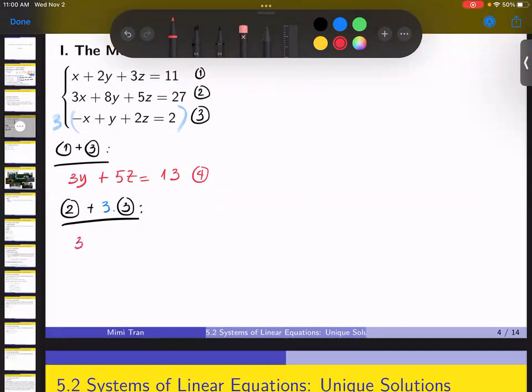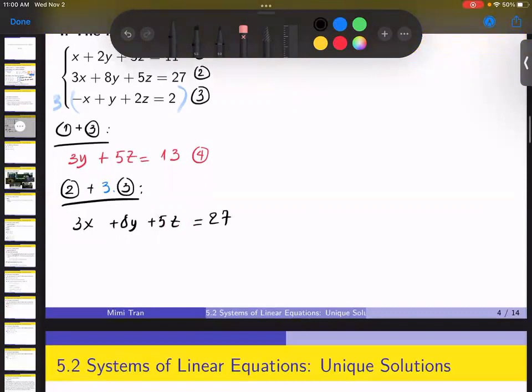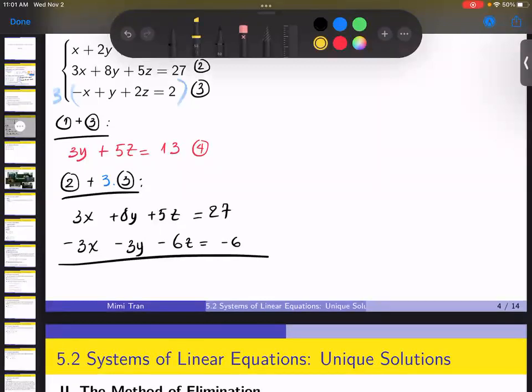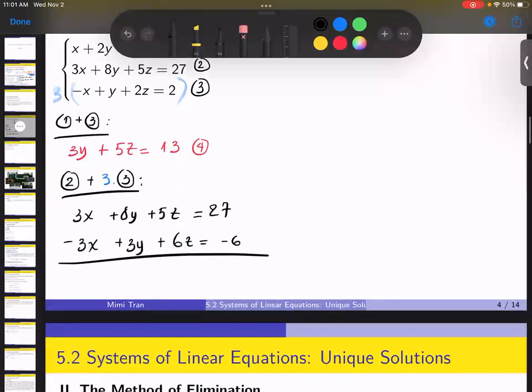I'm going to rewrite equation 2: 3x plus 8y plus 5z. You can do it in your head, but that's easy to make a mistake. Negative 3x minus 3y minus 6z equals negative 6. And then you add. Oh, positive 6. Thank you, Gary. I don't know why I put negative. Oh, because I borrowed the negative x. Yeah, thank you. All right, very good.